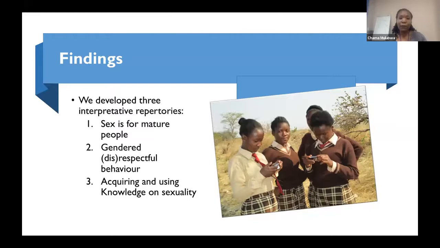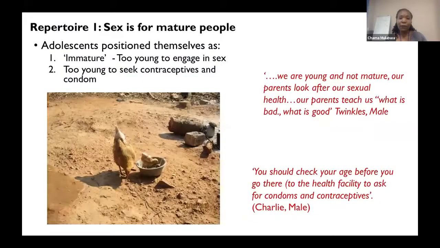I have put here some quotes from 2 adolescents who participated in this study. One of them said, "You should check your age before you go to the health facility to ask for condoms and contraceptives." Generally, there was a feeling that if you go without checking your age and the nurse or the health in charge finds that you are young, then they will shout at you, they'll turn you back. And others seriously believed that, as one said, "We are young and not mature. Our parents look after our sexual health. Our parents teach us what is bad and what is good." This meant that they were not making any effort to make any decisions about their sexual reproductive health and rights.